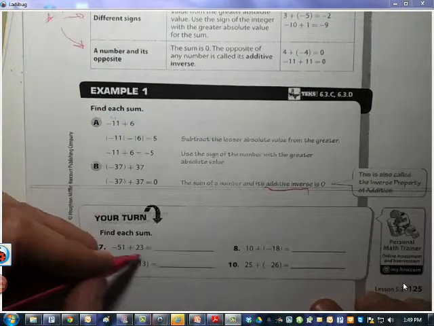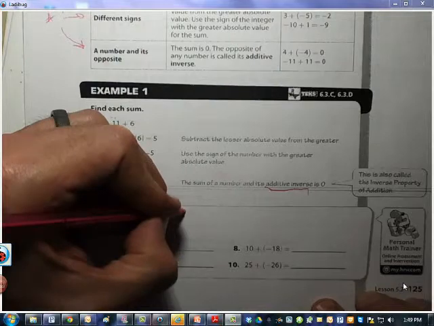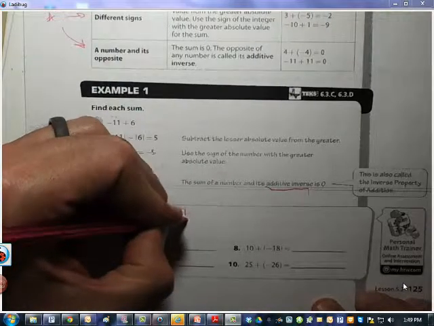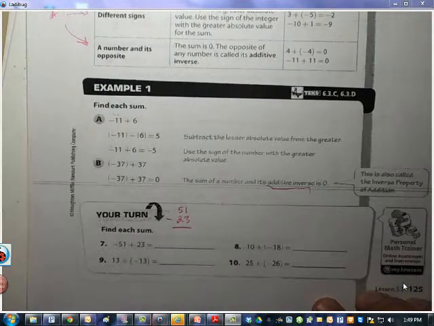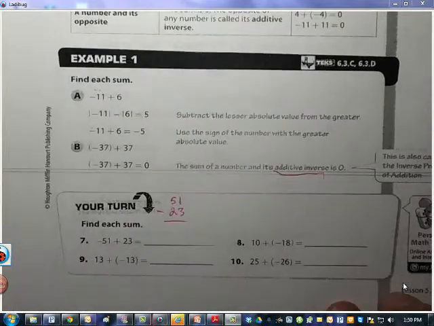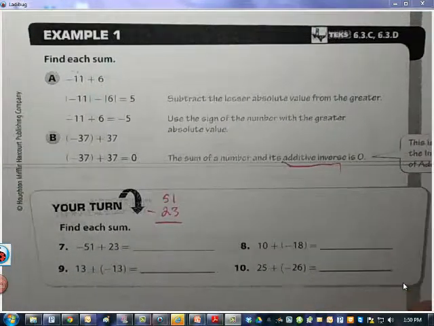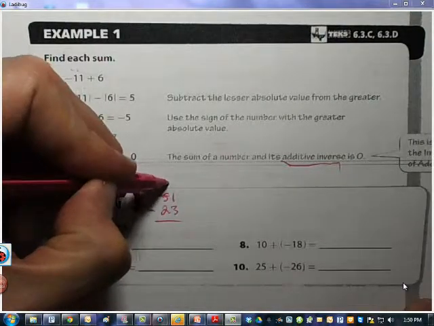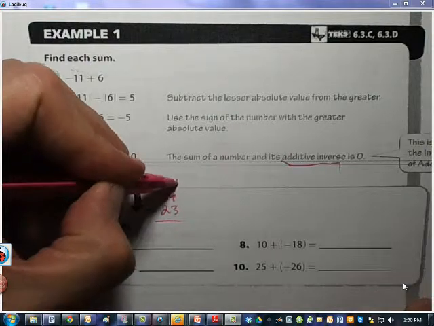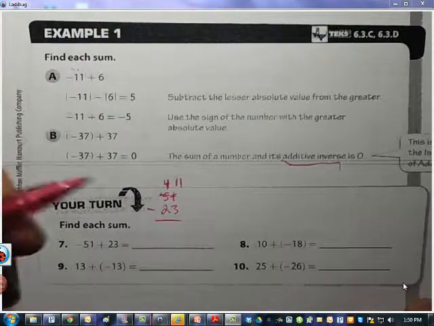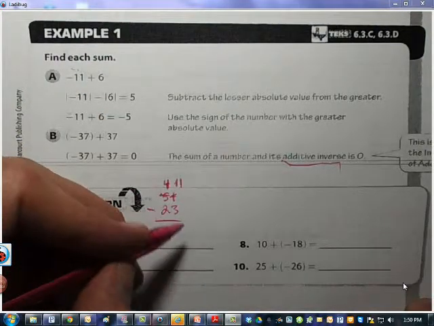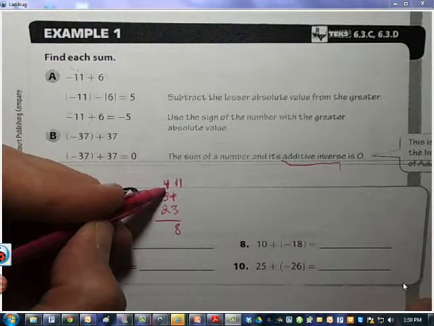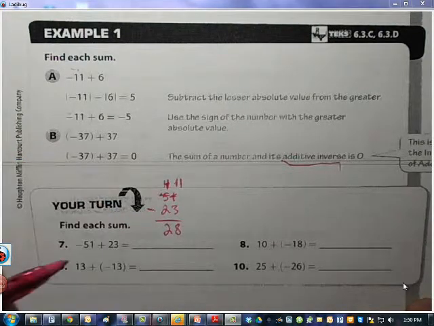All right, this one's a little bit tricky to find the difference, so I'm going to just work it out. In this case, we have to borrow. Zoom in a little bit so we can see. All right, we got to borrow. So we borrow 1 from the tens digit. And so the ones digit, we add 10 to it, 10 to 1. So 11 take away 3 is 8. 4 take away 2 is 2. So we got 28. The bigger sign is negative.